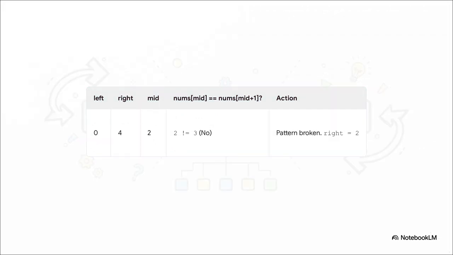Okay, next iteration, our world is now just from index 0 to 4. The new middle is index 2. Let's ask the question again. Does the number at index 2, which is a 2, match its neighbor at index 3? Nope, 2 is not 3. The pattern is broken again. The problem must be in this new, smaller left half. So we shrink our space again, moving the right boundary down to 2.